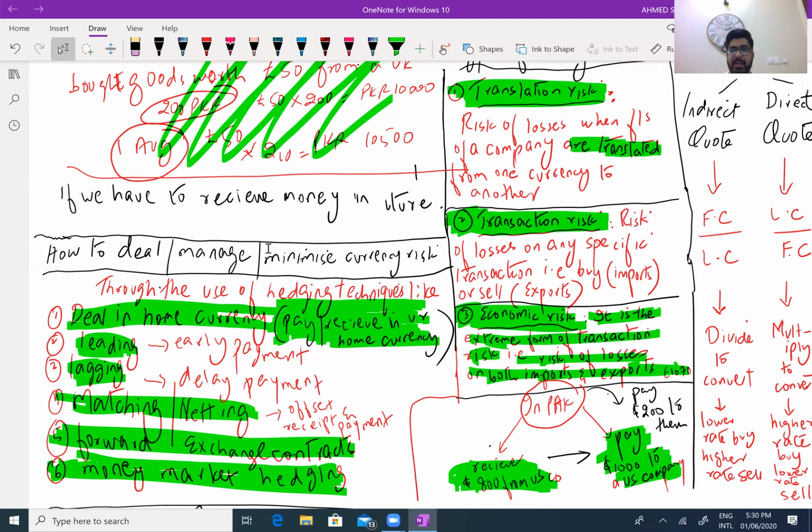Leading, early payment. The idea is less days, less transactions, less movement of currency rates, less risk. Lagging, make delayed payment, because if you delay payment, risk will minimize. Matching, netting, you're receiving somewhere, paying somewhere, offset them. Okay.